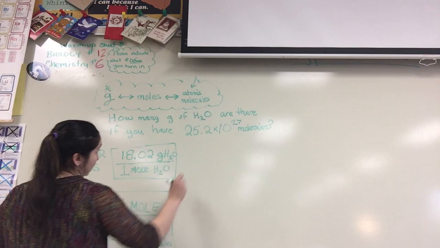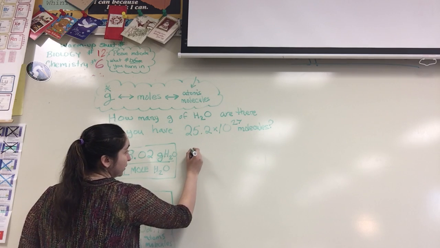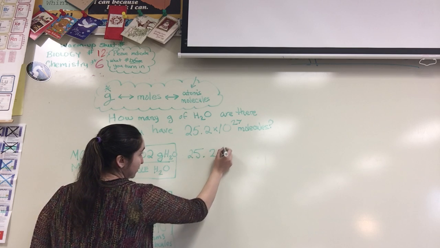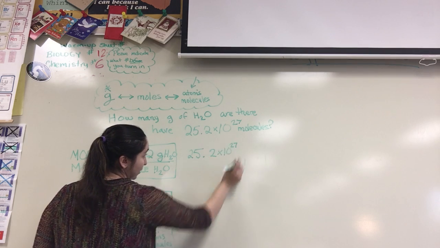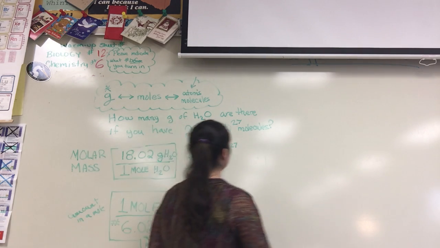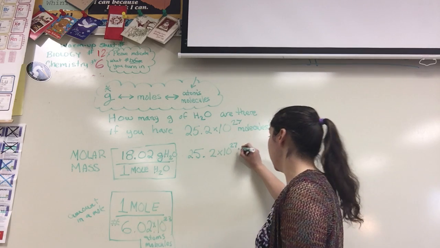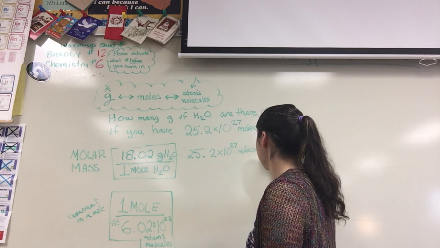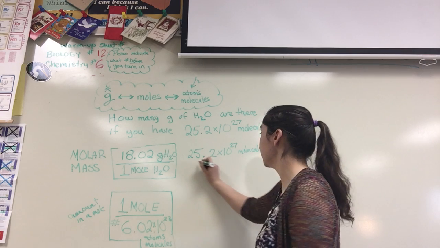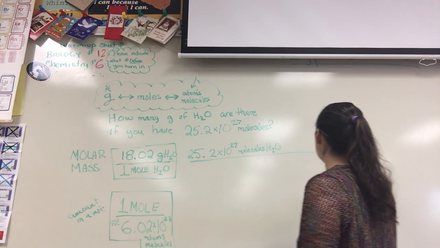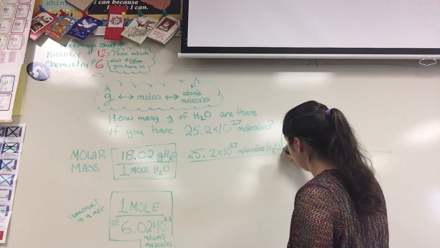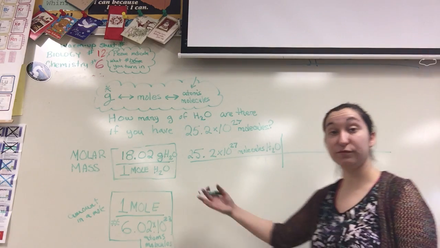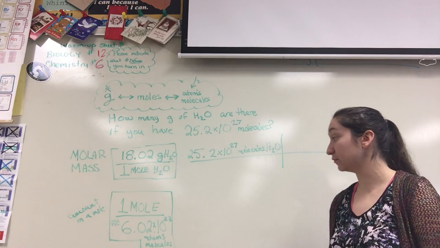I'm given this number, 25.2 times 10 to the 27th. You see, I'm not being afraid of this exponent. You just put it on in there. Molecules, H2O. Okay. All right. So these are my 2 conversion factors I've got here.